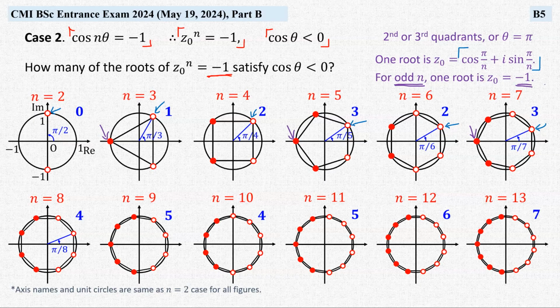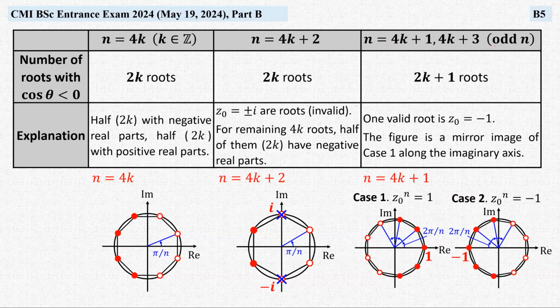So we can draw the figures with the help of this knowledge, and we have these numbers, which are the numbers of the roots satisfying the cosine condition. So what would be the pattern for this case? Well, in this case, the behavior when n is an odd number, that is, either 4k plus 1 or 4k plus 3, can be described in a single category, but when n is an even number, we need to treat n equals 4k and n equals 4k plus 2 cases separately. Let me start with the odd number case.